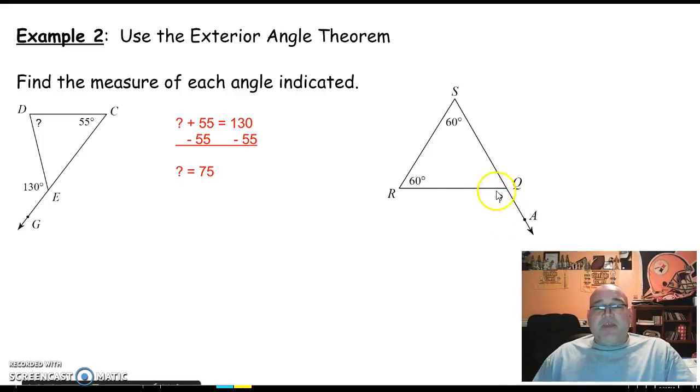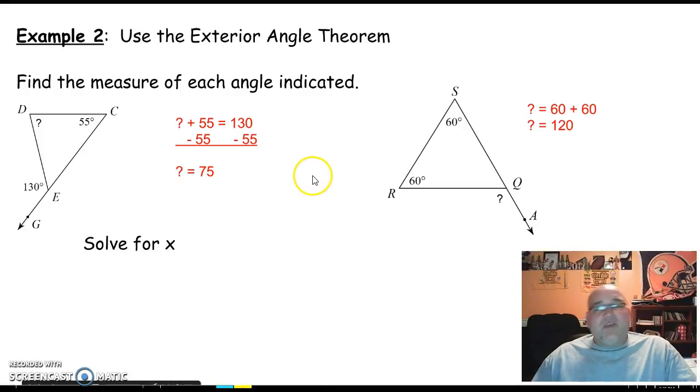Here, I want to know what the exterior is. Well, it's equal to the sum of the two remote interiors. So the question mark equals 60 plus 60. This angle has to be 120 degrees. By the way, what kind of triangle would RQS be from lesson 4.1? You're right, it's equiangular.